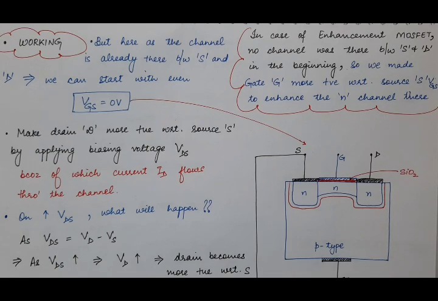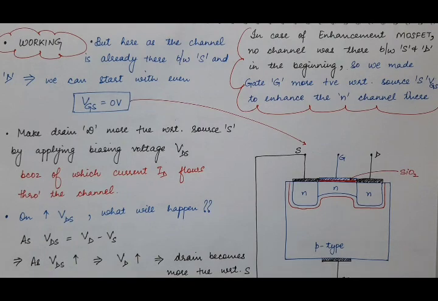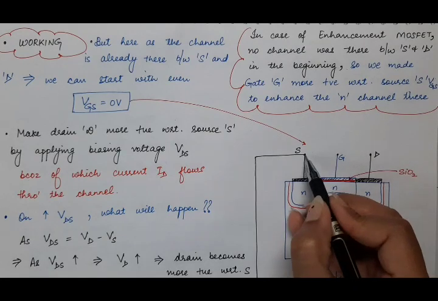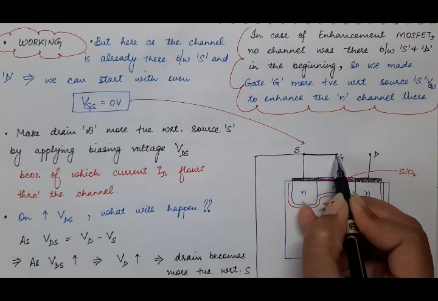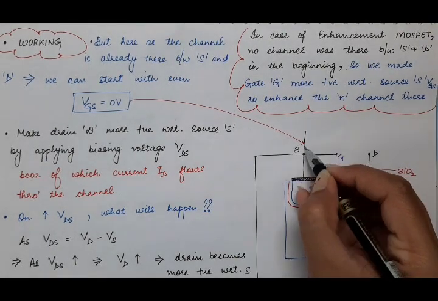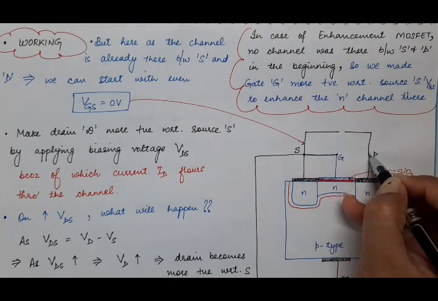So here we will discuss our first case with VGS equal to 0 volt. VGS equal to 0 volt means there is no voltage source between the gate and source. Gate source junction is short circuited. And now what we will do? We will apply the voltage at the drain terminal.